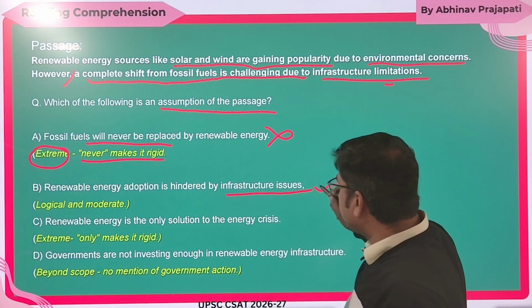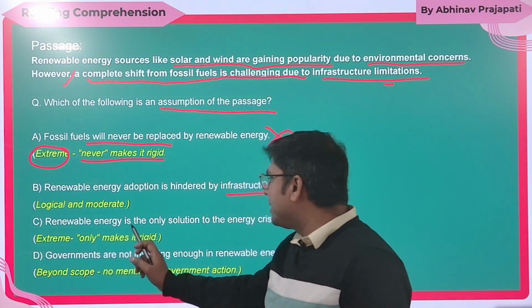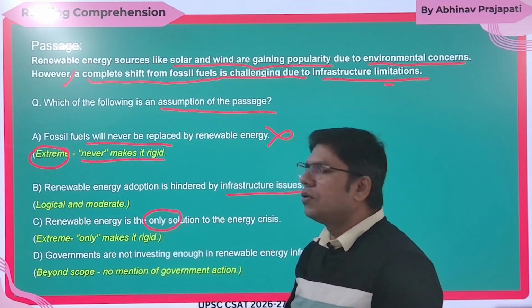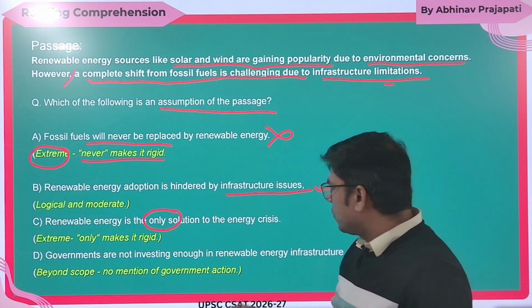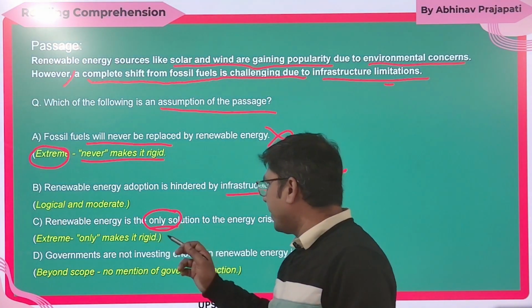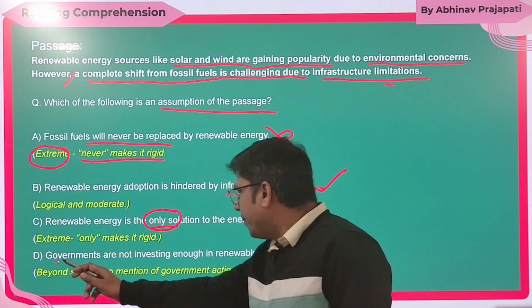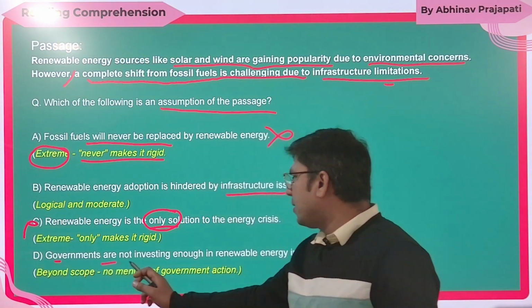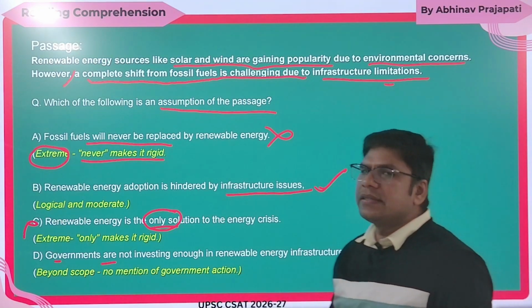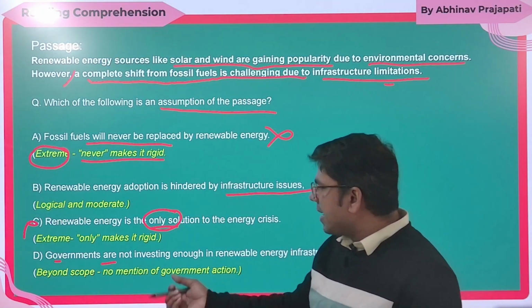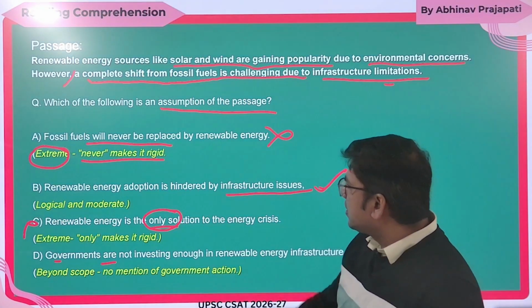Okay, likely renewable energy is the only solution. See, "only solution", this option is pulling you to the extreme. So this is an extreme claim, not correct. Okay, governments are not investing enough in renewable energy infrastructure. So this is beyond the scope of the passage. This might be true, but these things have not been discussed in the passage.